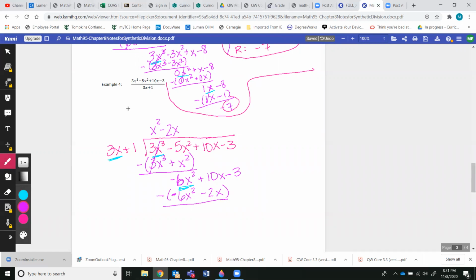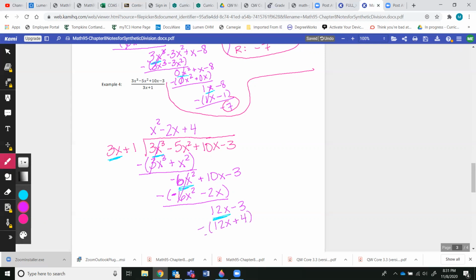And I'm going to subtract these. Negative 6 plus 6 cancels. 10 minus negative 2 is like 10 plus 2, which is 12. And I bring down the rest. And again, I'm just looking at the leading terms. So 3x times what equals 12x? Well, 3 times positive 4 is going to be 12. And x doesn't need to multiply by anything else because I just need an x there. So 4 times 3x is 12x. 4 times 1 is 4.